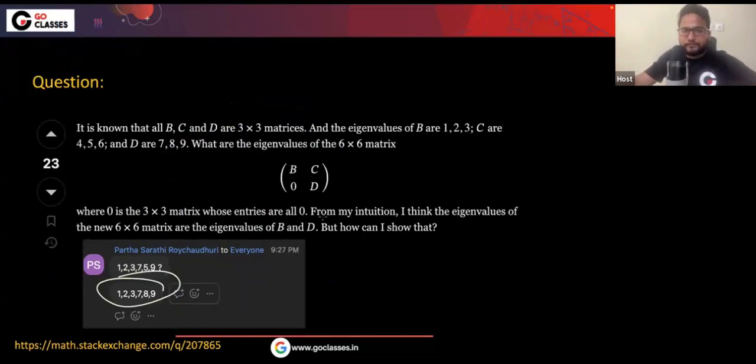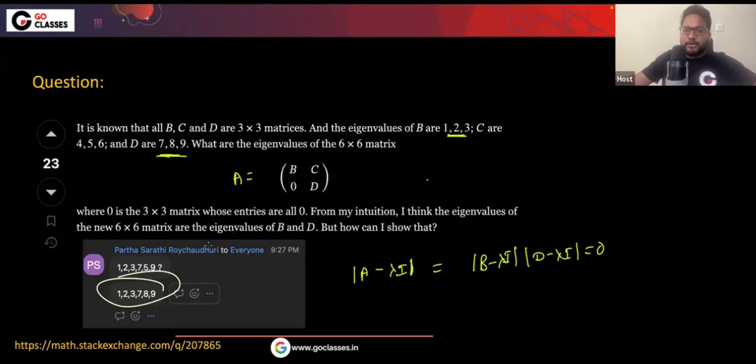See here, the eigenvalues of this particular block matrix will be the eigenvalues of B and the eigenvalues of D, right? If you consider this as A, then the determinant of A minus lambda I will be equal to the determinant of B minus lambda I multiplied with the determinant of D minus lambda I, which is 0. So the eigenvalues of B, which are these, and the eigenvalues of D. So 1, 2, 3, and 7, 8, 9 should be the answer.